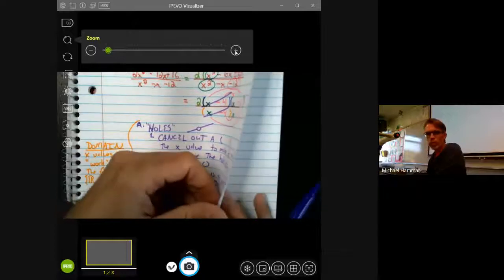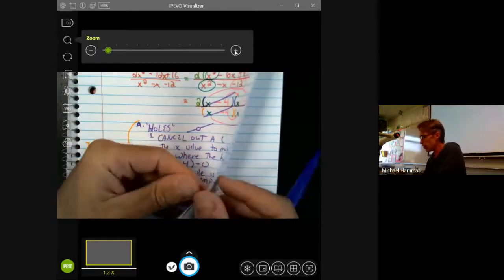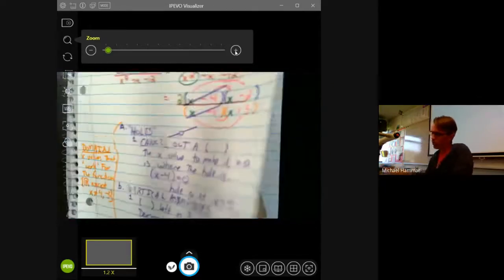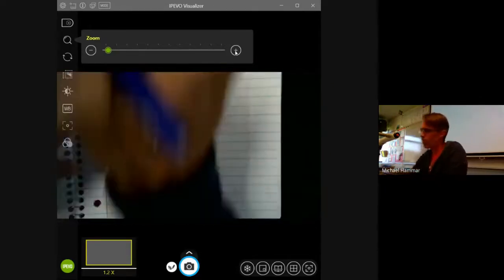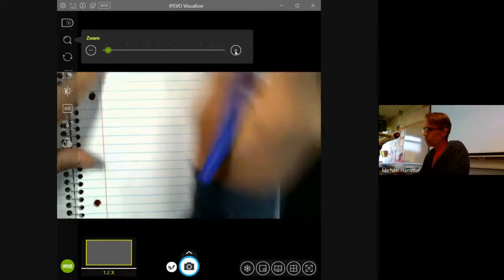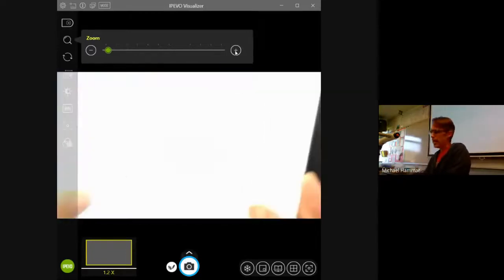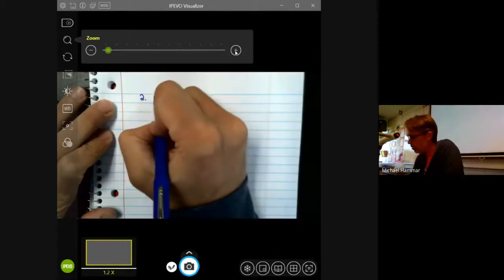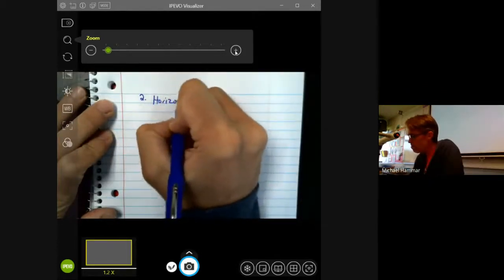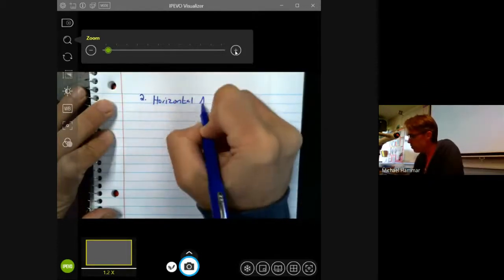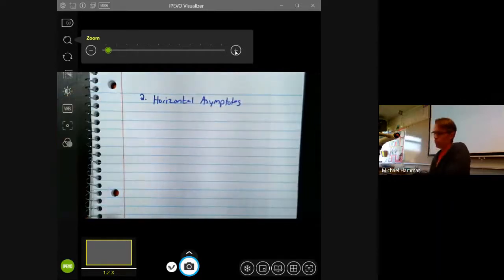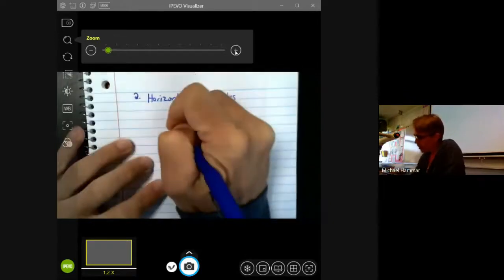Talk about what the horizontal asymptotes are. So where are those horizontal asymptotes? Let's go to number 2, and let's define where our horizontal asymptotes are. Now, we need to copy down the function again.